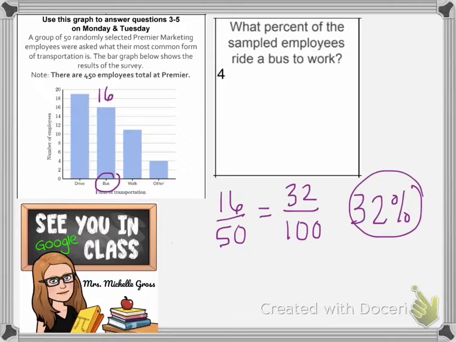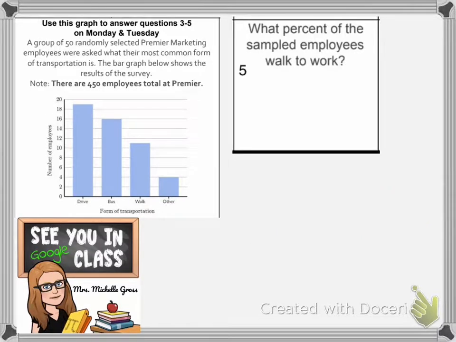And the last question, number 5, what percent of sampled employees walk to work? So let's look here at the walk, and it looks like it's between 10 and 12, so we're going to say 11 out of 50 employees. And again, what percent that would be out of 100? It would be 22 out of 100, so 22%.